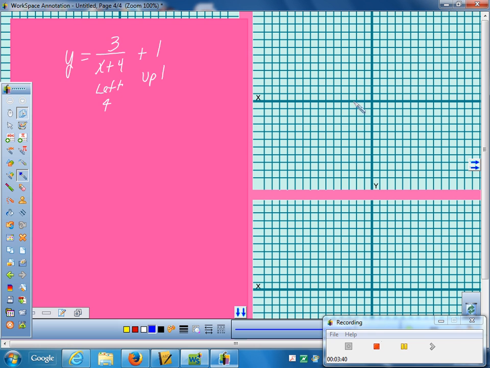So if we go left 4 and up 1, what has to go through that point now? That's where your asymptotes go. Wherever you shift to, that's where you throw your asymptotes down. No, you don't have to do the t-table at all. I told you, these are the easiest graphs you ever get to draw.